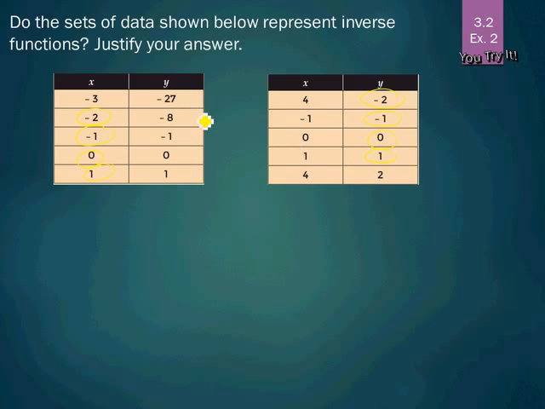We don't have a -27 in both, a -8. We do have a -1 in both, a 0 in both, and a 1 in both. So now let's go ahead and write out those ordered pairs they have in common and see if they match.